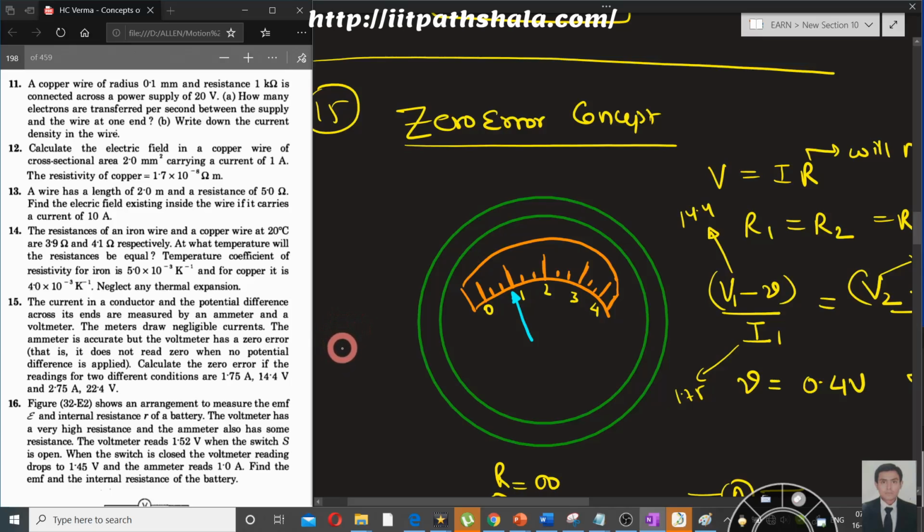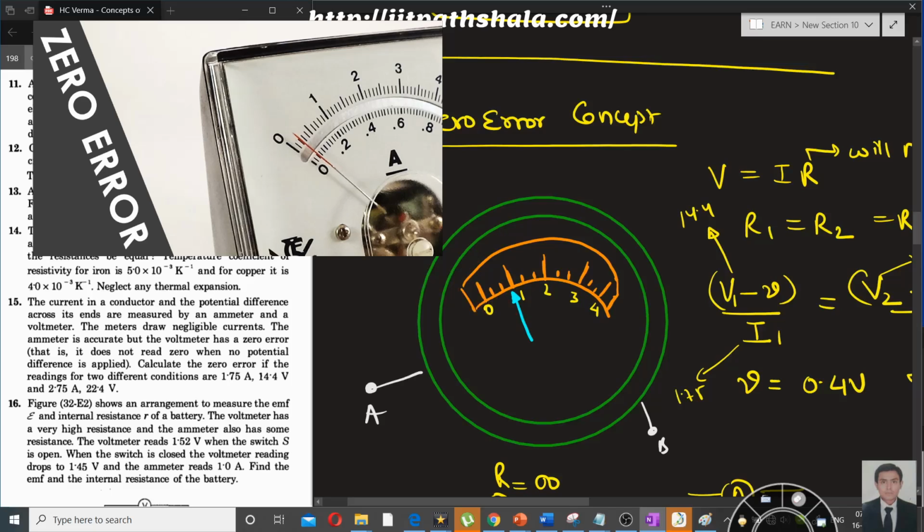Now first let me tell you what a zero error is. If you are given any dial, like this dial over here, and you haven't connected this dial to your circuit yet, and it is still giving you a reading. If you have seen faulty dials in your lab, these dials show a reading prior to the connection with the circuit itself.